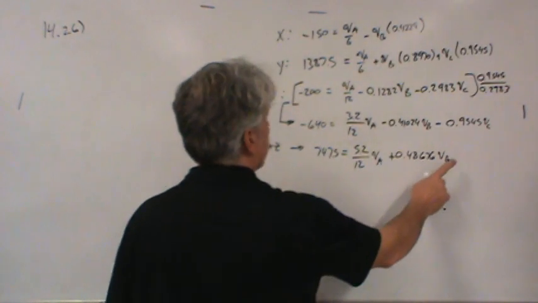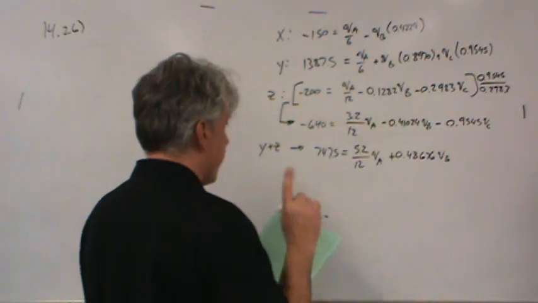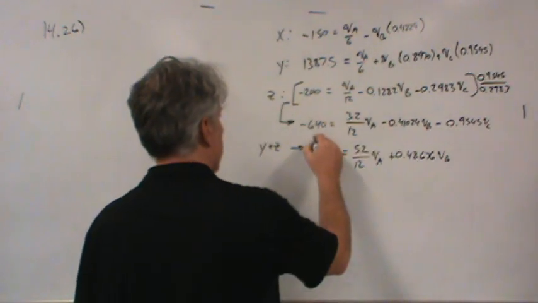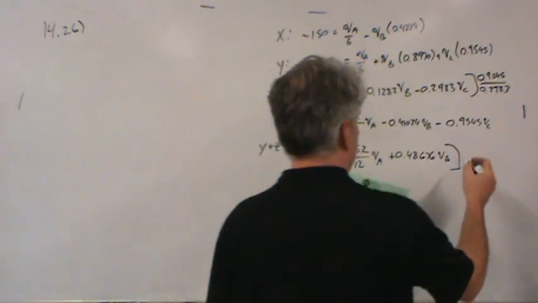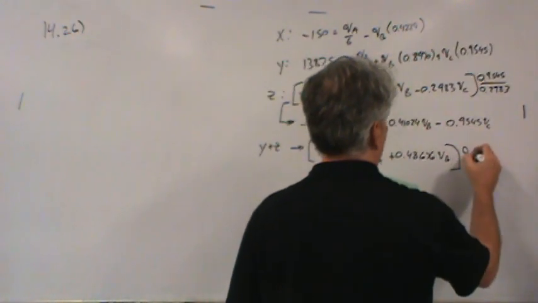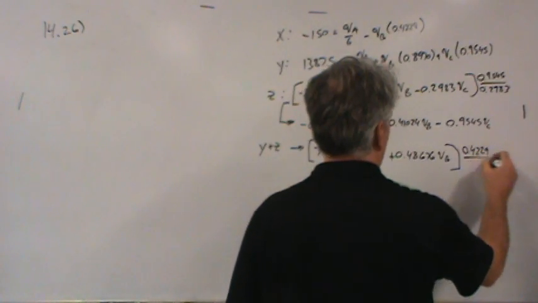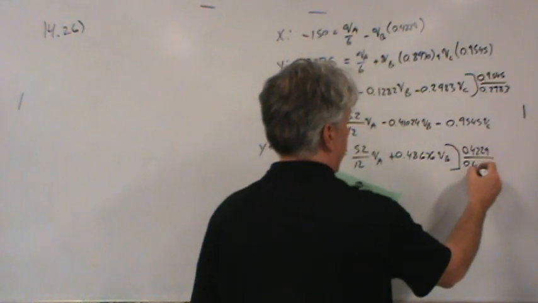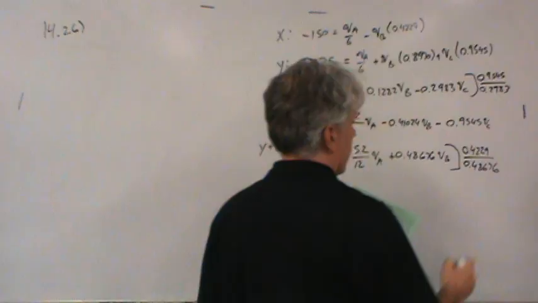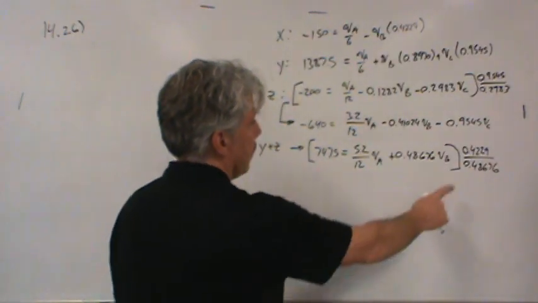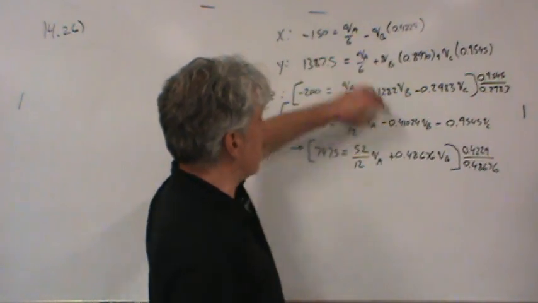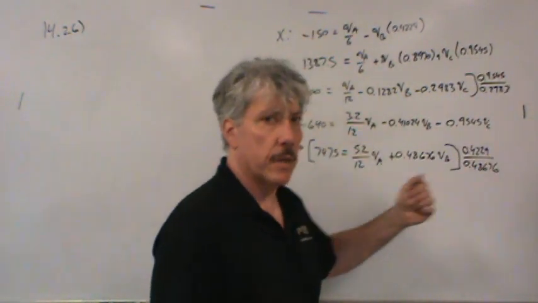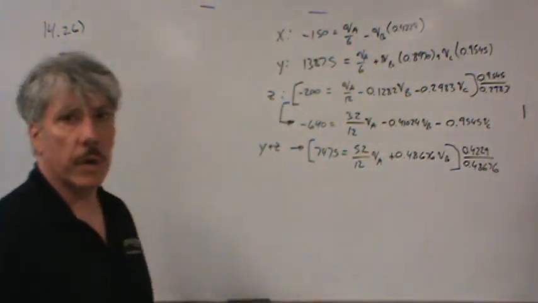Is there a way I could use this VB to cancel that VB? Yes. Let's just take this entire equation, multiply it by 0.4229 over 0.48676, you see. Because if I do that, then this term will cancel that one exactly. Now, of course, if these were both positive, I would have used the negative factor. But this will work just fine for what we're doing.